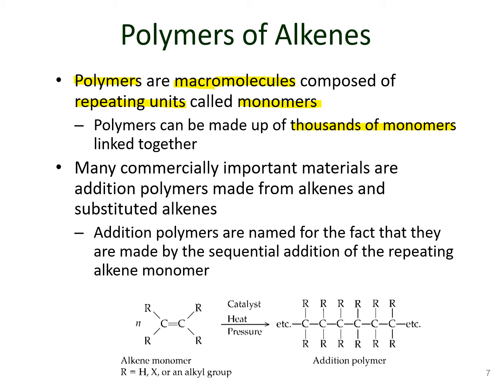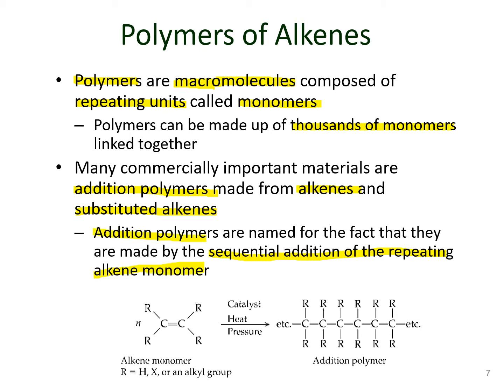And many commercially important materials are actually addition polymers made from alkenes and substituted alkenes. So we take alkenes and substituted alkenes and add them together. That is why they are known as addition polymers. So this is a sequential addition of the repeating alkene monomer unit that will result in addition polymers.